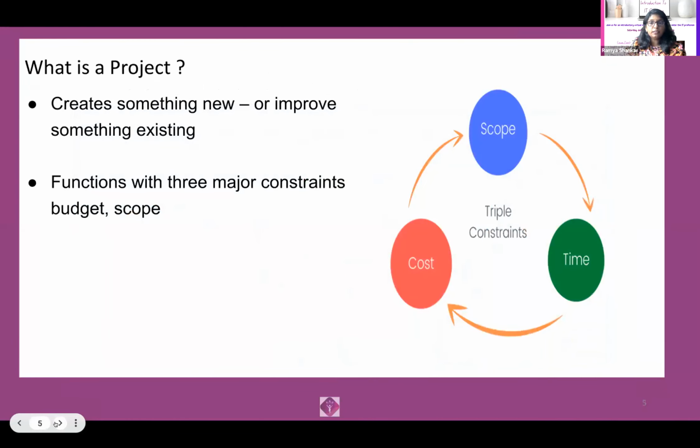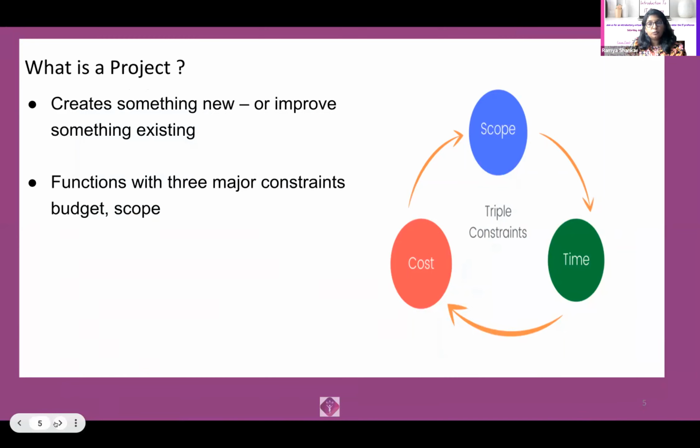Before we begin with all of this, let's understand what a project is. A project is something when we create something new or improve something that is already existing under three main constraints. We have to stick with the scope of the product, how long we can spend to get it delivered, and the cost associated with it. Yes, the whole software development lifecycle thrives around these three constraints.